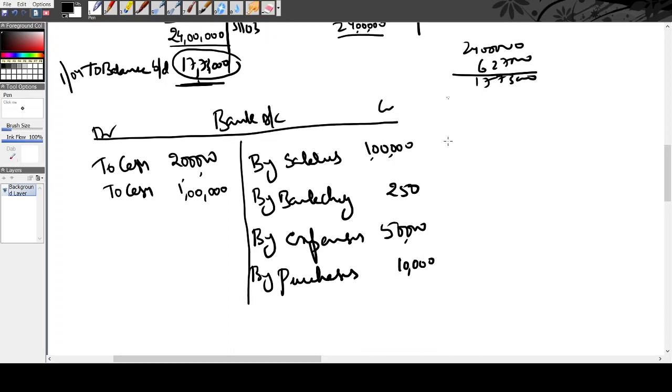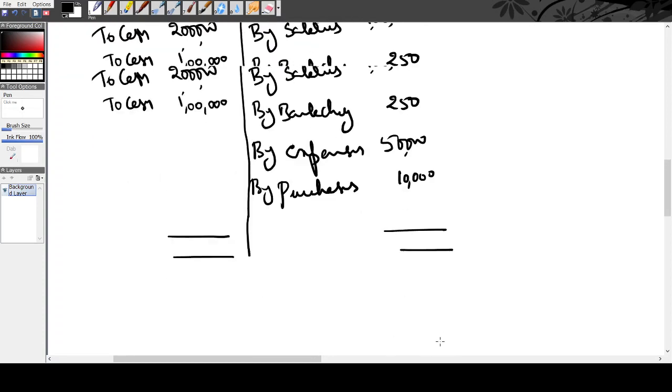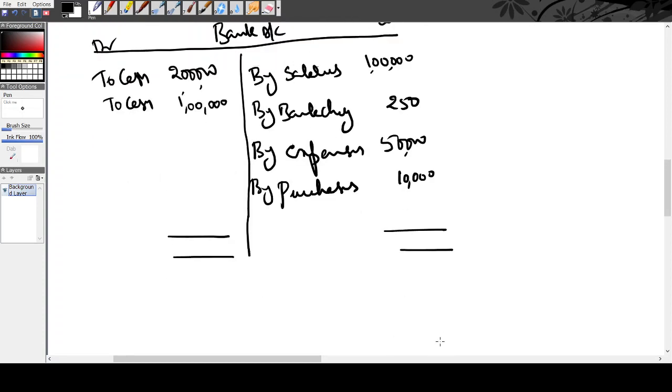If you can see, I have prepared one more account for your convenience. Bank account. I'll again draw these two boxes here. Now if you see in the bank account, I have two entries on the debit side, 2 lakhs plus 1 lakh. It is very simple, 3 lakhs. Credit side is 1 lakh, 250 rupees, 50,000 and 10,000. So just by viewing the account, I can understand that the total of the debit side is higher. So I'll write the total of the higher side in both the columns, 3 lakh rupees.